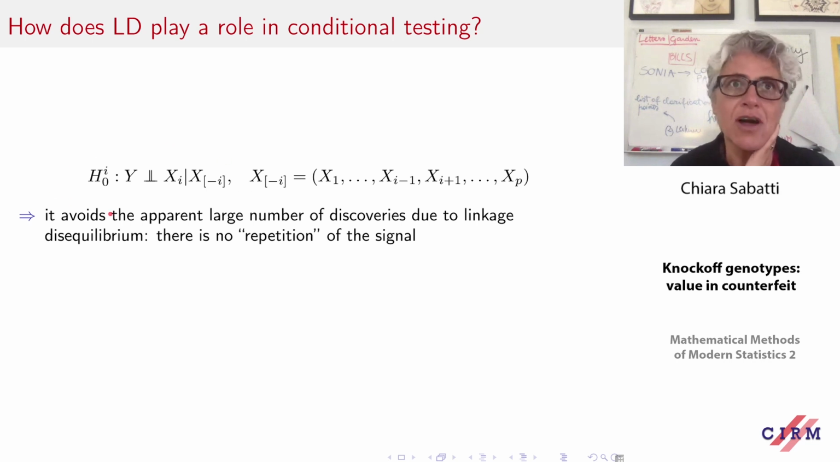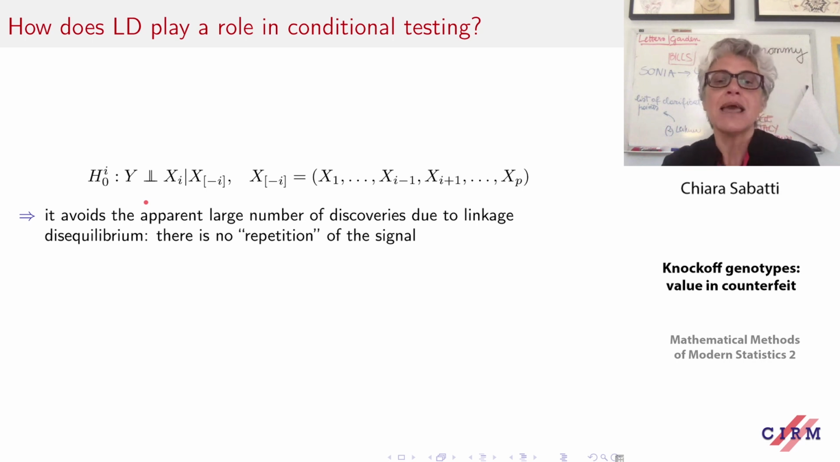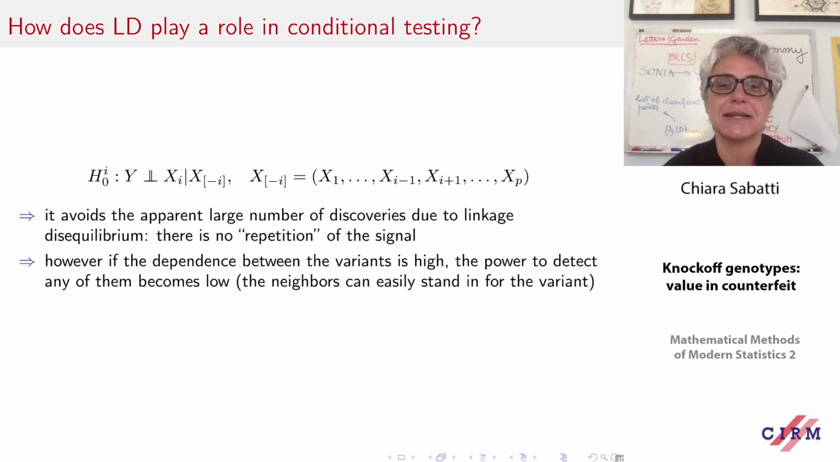The whole meat of the knockoffs is that, differently from what permutation does, the knockoff for a variable preserves the correlation of that variable with any other variables. And so they allow us to test this conditional hypothesis. We're going to select an xi to be in our model if and only if this xi looks not independent from y, conditional on all the other genotypes. So this is very nice because it avoids the apparent large number of discoveries due to linkage disequilibrium. There's no repetition of the signal.